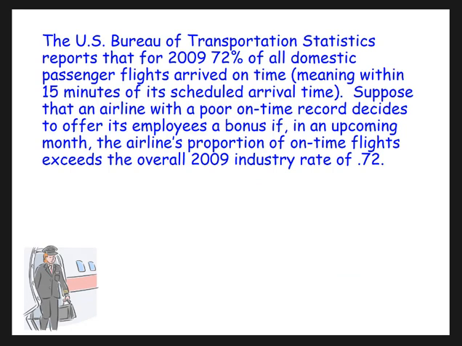So the U.S. Bureau of Transportation Statistics reports for 2009, 72% of all domestic passenger flights arrived on time, meaning within 15 minutes of its scheduled arrival time. Suppose that an airline with a poor on-time record decides to offer its employees a bonus if, in an upcoming month, the airline's proportion of on-time flights exceeds the overall 2009 industry rate of 0.72 or 72%.